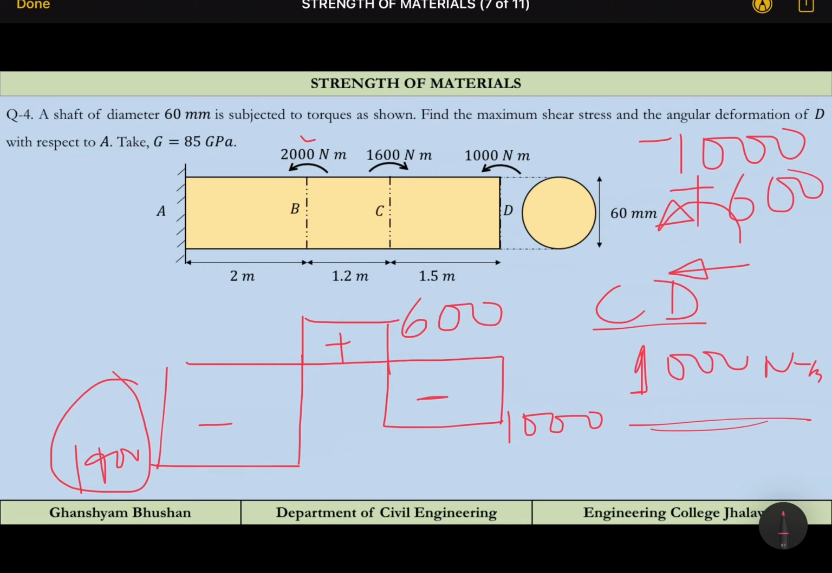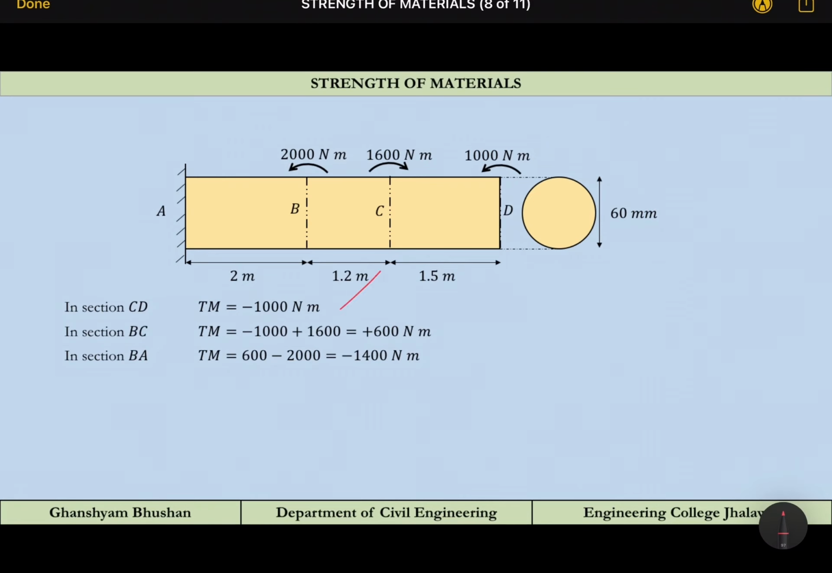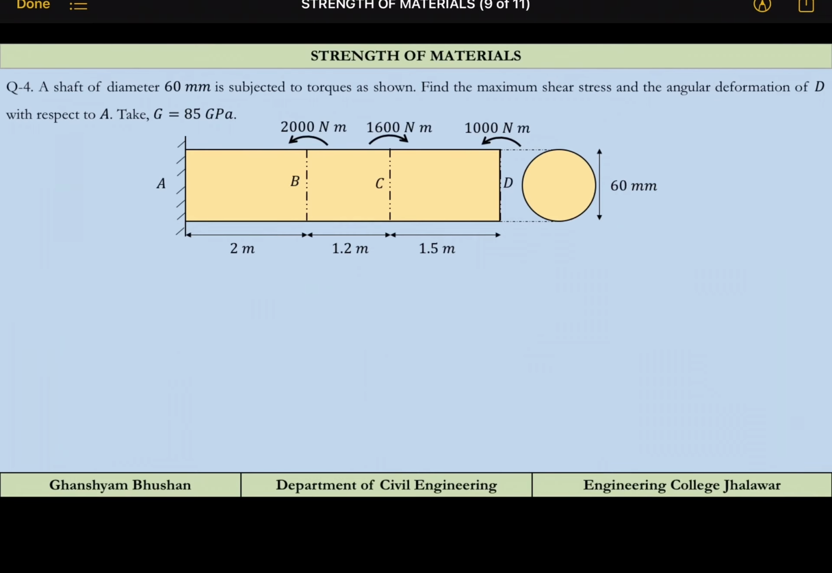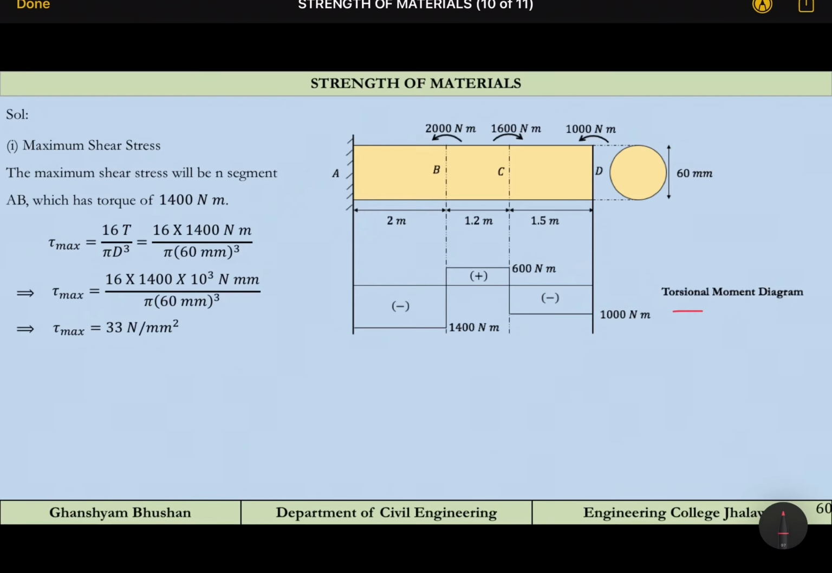So for maximum shear stress, what is the torque? The torque is 1400, which will correspond to the maximum shear stress. You can see here it is plus 600 and minus 1400 Newton meter. I will show you the diagram here. This is the torsional moment diagram. You can see it is the same as the bending moment diagram, section by section. The maximum shear stress will be in segment AB, where the torque is maximum.